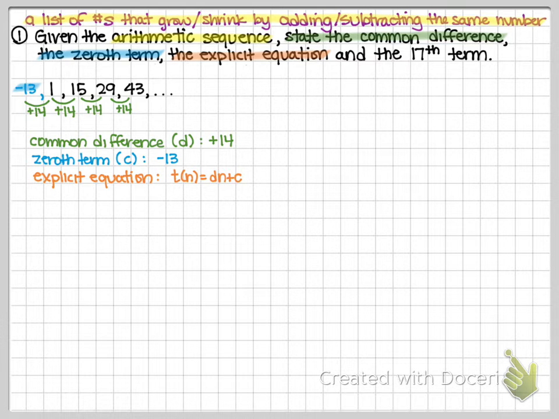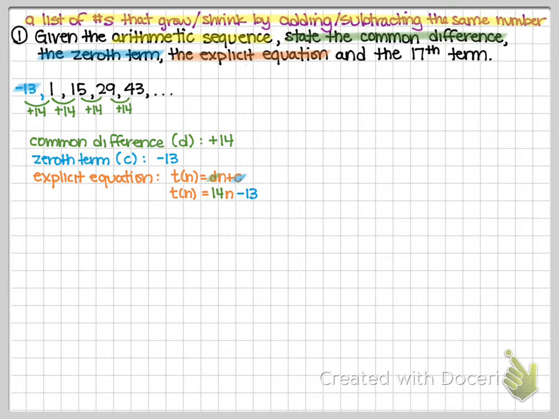Okay, let's do our color coding here. The common difference, the number that we found, we're going to plug in for d. We're going to take the c value and plug that in. We're going to leave the t of n and the n in their locations. Now we're just going to slide our stuff in here. So the common difference that we got was positive 14, and the 0th term that we got was negative 13. Okay, there's my explicit equation.